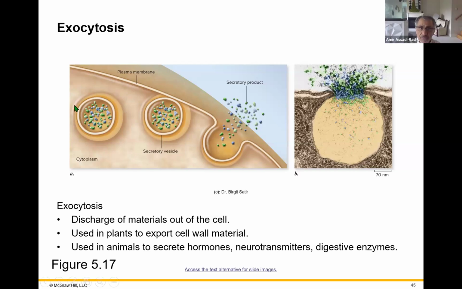Exocytosis, a vesicle is formed. Inside of it are neurotransmitters, hormones, what have you, and they diffuse and attach to the cell membrane, and now the membrane of this vesicle, which is phospholipid, merges with the cell membrane. So the cell membrane is constantly being remodeled by these vesicles.